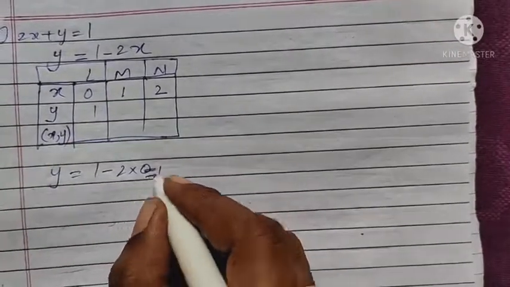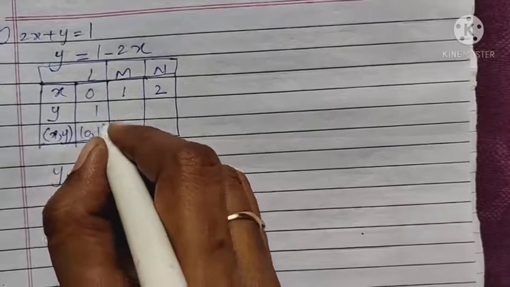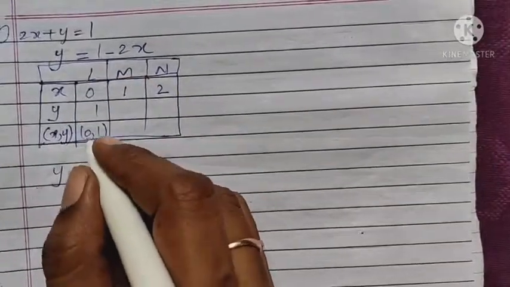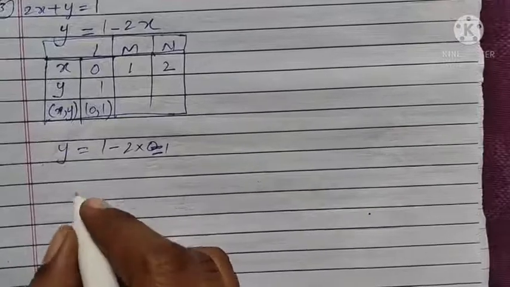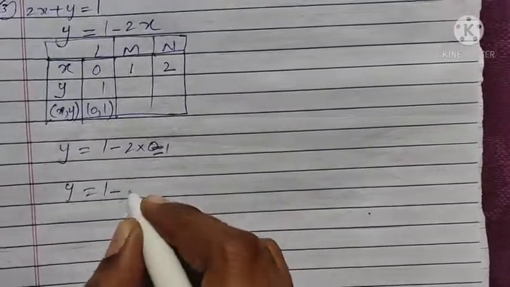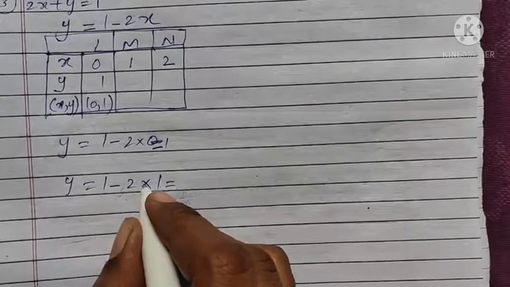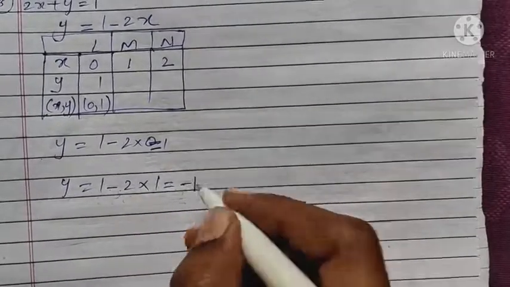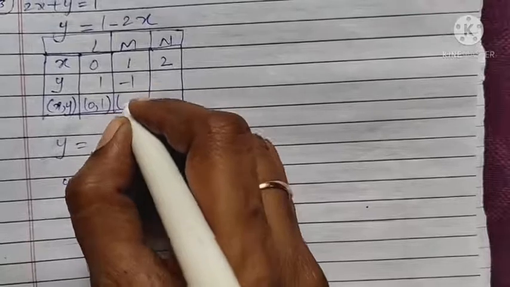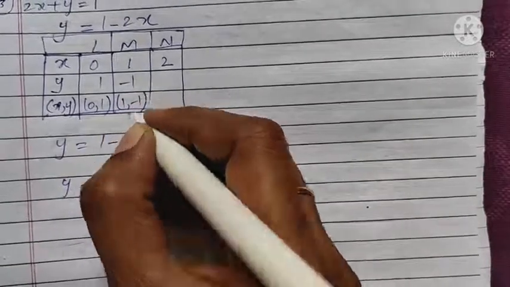Okay. So your first answer is first coordinate. That means coordinate of L is 0, 1. Now next is y is equal to 1 minus 2 into x value is 1. 2 ones are 2. Minus 2 plus 1 is minus 1. So your coordinate of M point is 1, minus 1.